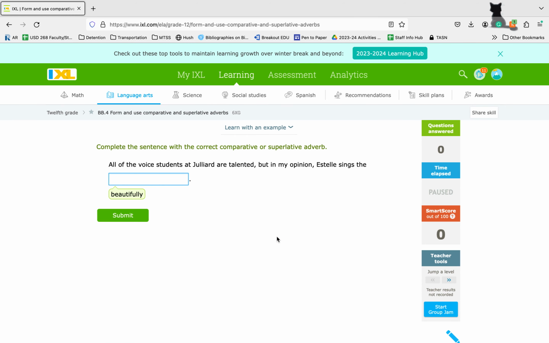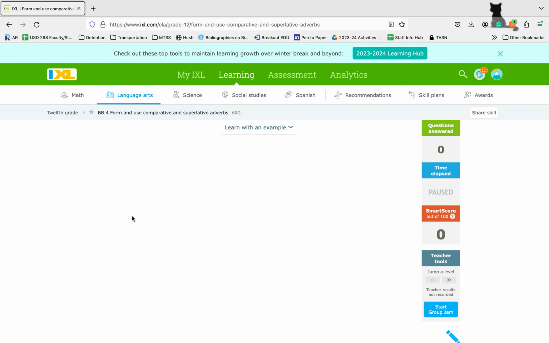All of the voice students at Juilliard are talented, but in my opinion, Estelle sings the, and we have all, so we have a bunch of people within the same group being compared. So we're going to use most, which is the superlative adverb feature, and then we're going to keep our word the same. So most beautifully. Making sure that we spell it correctly, which I don't think I did that time.